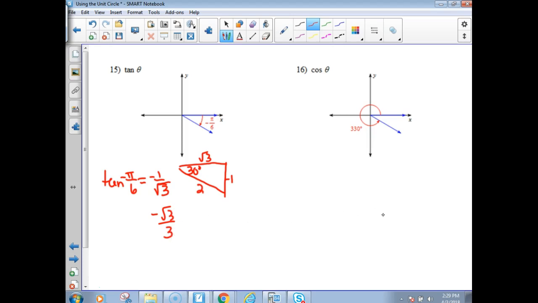All right. And there's the cosine of 330. We're back to the same spot. What's the cosine here? Should be square root of 3 over 2.